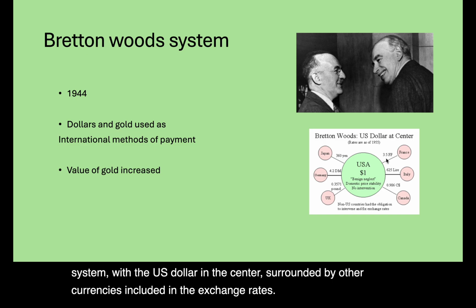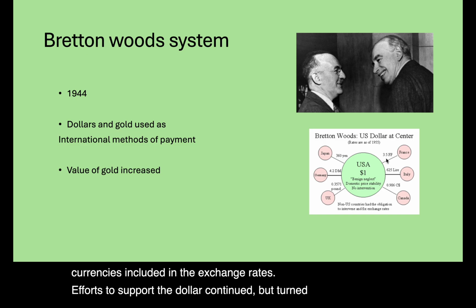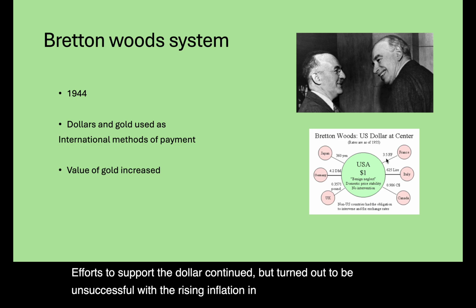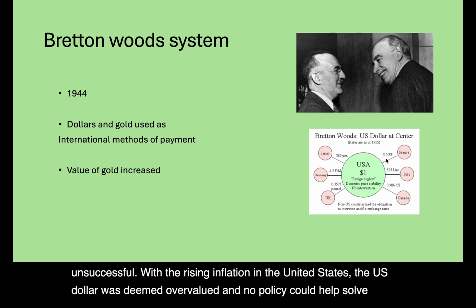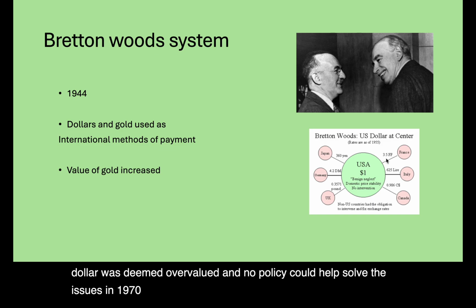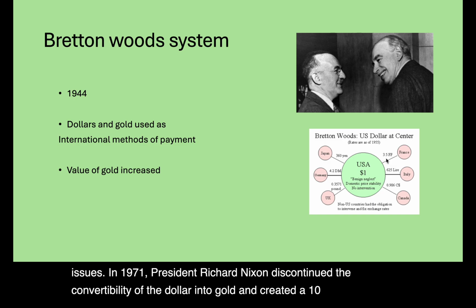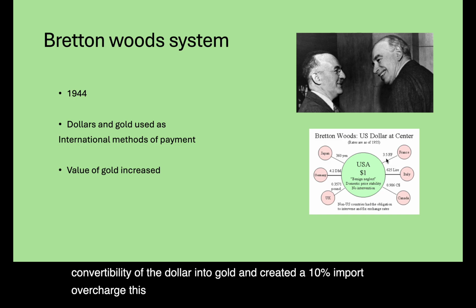Efforts to support the dollar continued but turned out to be unsuccessful with the rising inflation in the United States. The US dollar was deemed overvalued and no policy could help solve the issues. In 1971, President Richard Nixon discontinued the convertibility of the dollar into gold and created a 10% import overcharge. This violated the basics of the Bretton Woods system and led to its destruction.